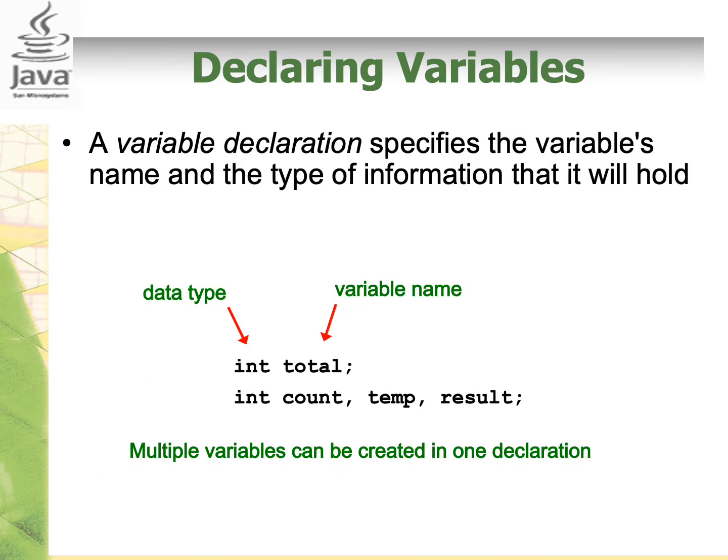When you declare the variable, you are actually specifying the variable's name and also the type of information that it will hold. In this slide, it shows that you can declare the variables within one line or several lines. Remember that in declaring variables, you need to have the data type followed by the variable name.